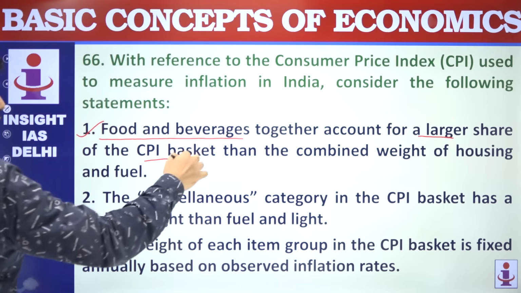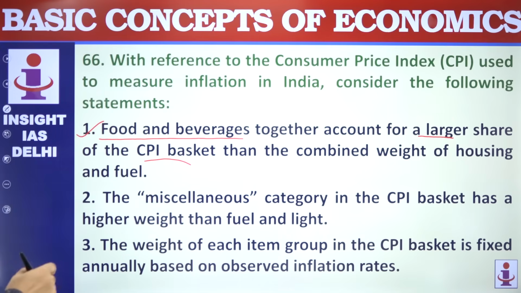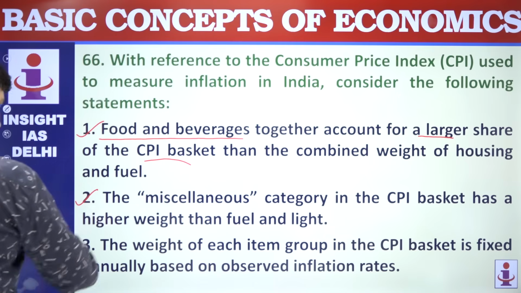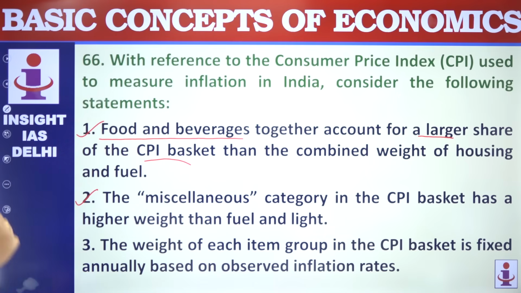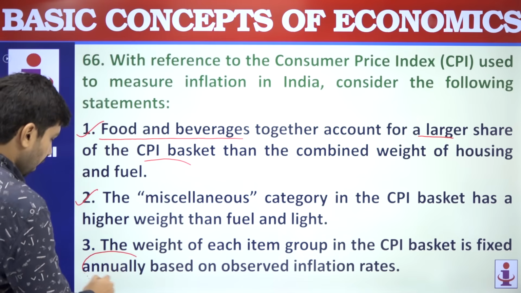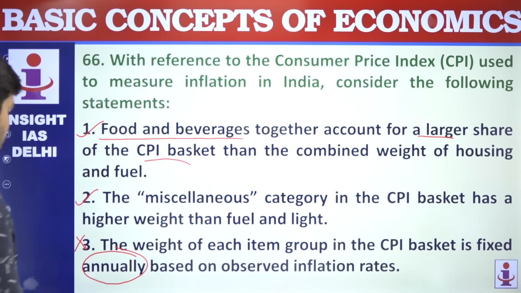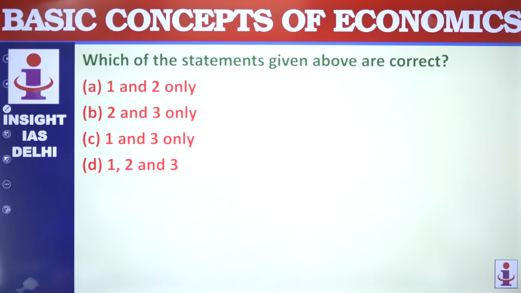Food and beverages actually account for a larger share. The miscellaneous category in the CPI basket has a higher weight than fuel and light. This statement is also correct. The weight of each item group in the CPI basket is fixed annually. No, it is not fixed annually. So this statement is not correct. So only 1 and 2 are correct.